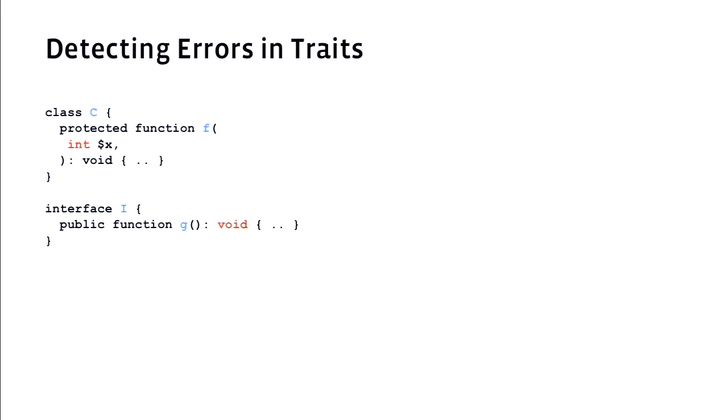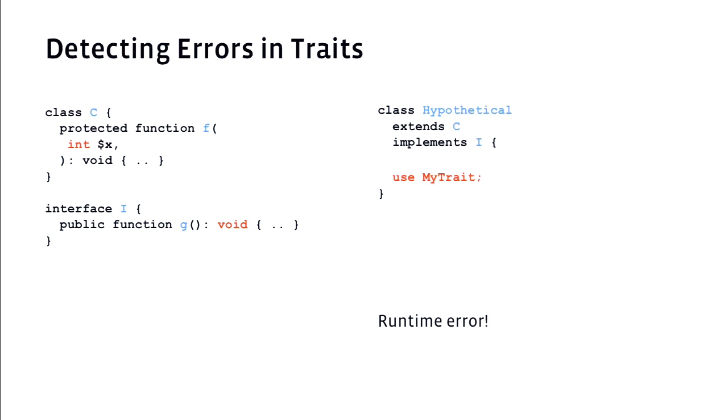And here's one of those cases. Let's say that you have a class hierarchy where you have the class C. It defines a function f. And in this case, f takes an integer as its first parameter, not a string as my trait might be expecting. And you have the interface I, which declares the function g. So if we have a hypothetical class that extends C and implements I, we should expect a runtime error, sometime whenever callf and callg are used, because we'll figure out that those type hints don't match.